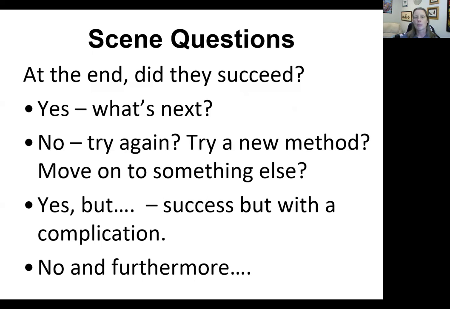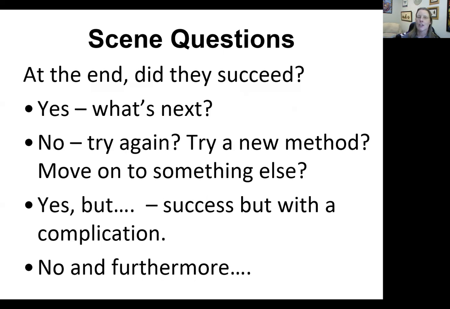A couple of fun ones to play with are yes, but. So there's a success, but there's a complication. So if they're asking for a raise because they need this money for a sick family member, maybe the boss says, yes, you can have a raise, but you're going to need to do a lot more travel. So now your character has this choice. They can get the money that they wanted, but it will keep them away from the family member who also needs help. So it's a complication that means they've succeeded, but added additional problems.